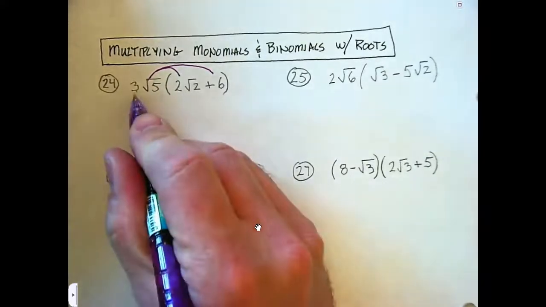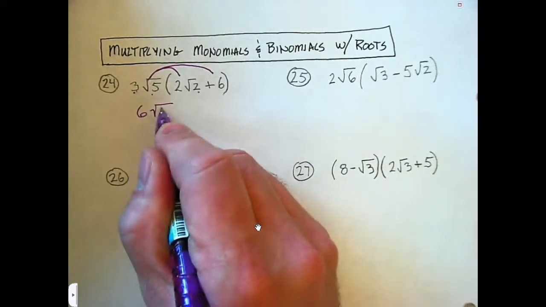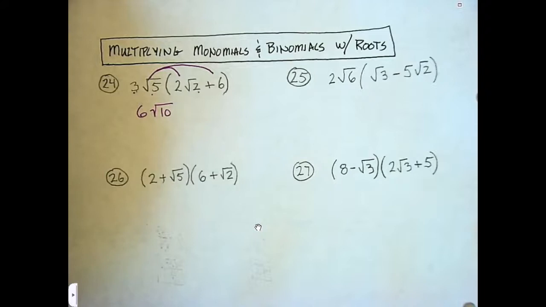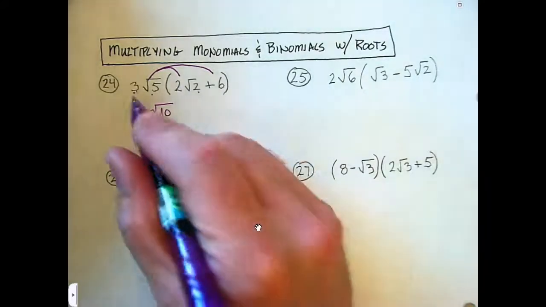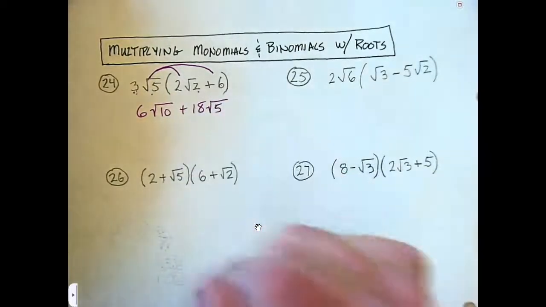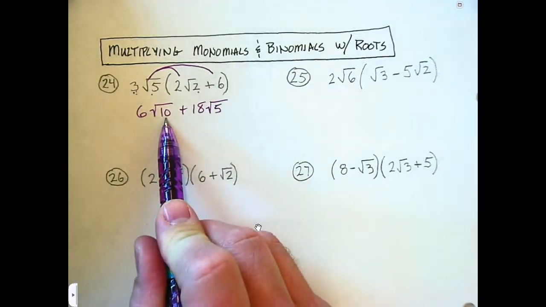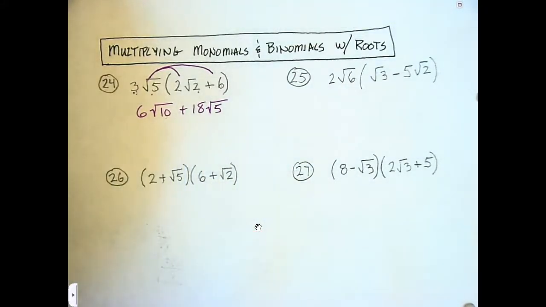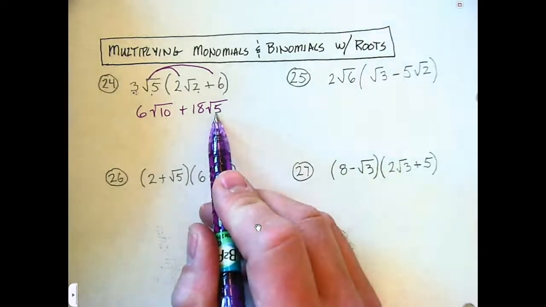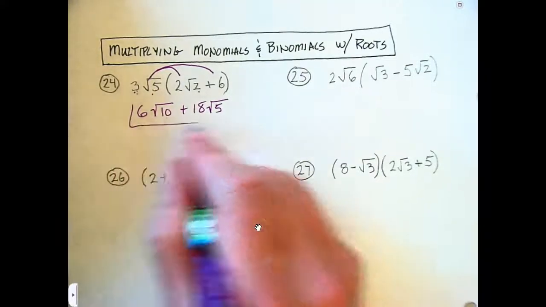So 3 times 2 is 6. You multiply the things outside together and then the things inside together. 5 times 2 is 10. 3 times 6 is 18. And root 5. Can you simplify root 10? Perfect square that goes into 10? 2 is not perfect. No. Perfect square that goes into 5? No. Can you put 10 and 5 together? No. So you're done.